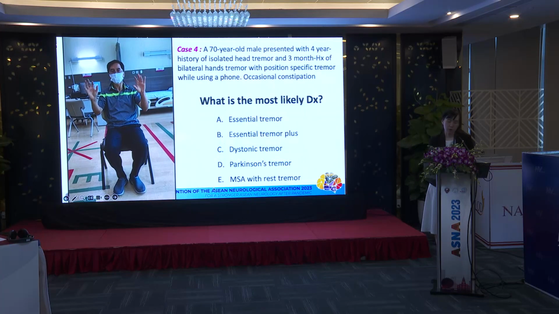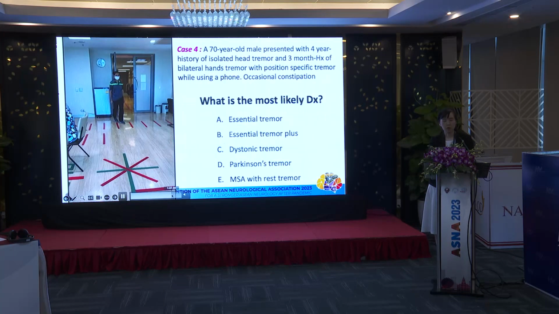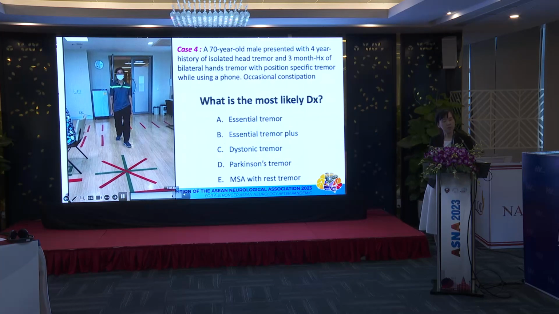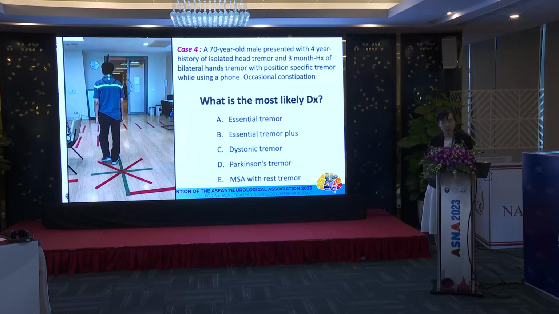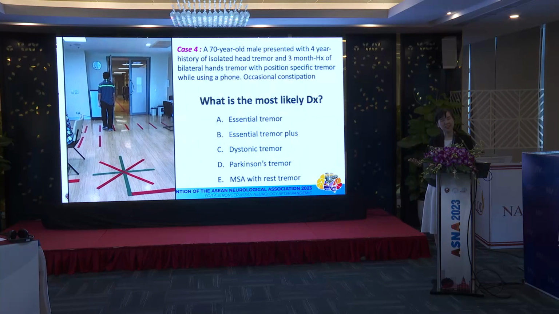As well as alternating movement of the hand, and also ask him to walk. And you can see that he has decreased arm swing, maybe on both sides, but has tremor at rest on the left side. So what is the most likely diagnosis?